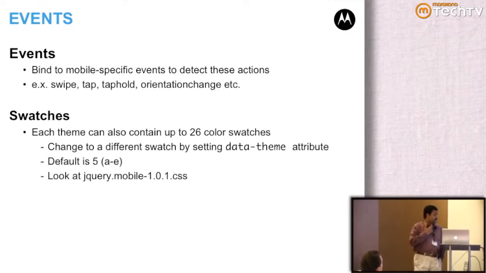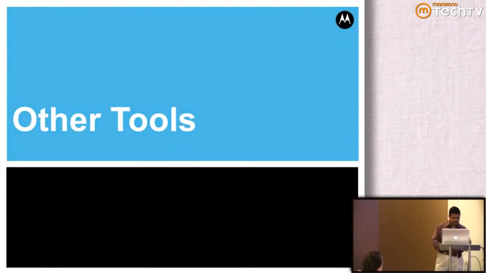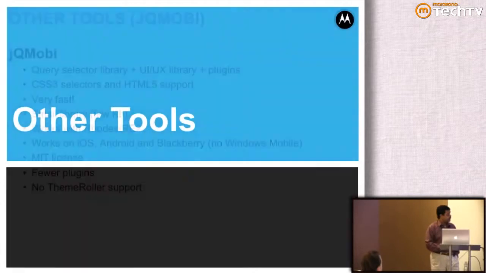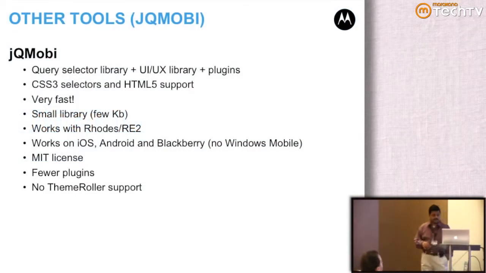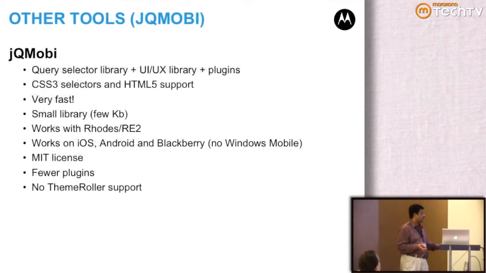As I mentioned earlier, with jQuery Mobile you can get access to the events that take place, for example, swipe or tap. In the interest of time, let me quickly go through the other tools. Rhodes and RhoElements support jQuery Mobile, jQMobi, and Sencha Touch. So, you have a choice of using any of these frameworks that you would like for your visual needs.